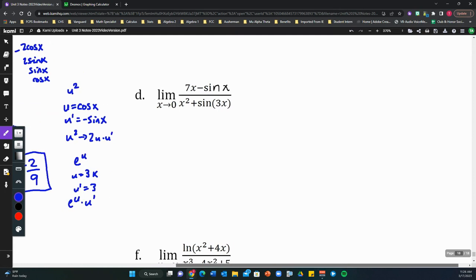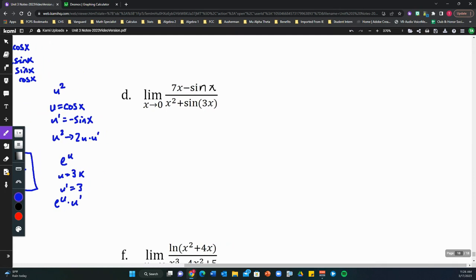All right, let's take a look at this next one. So we've got limit as x approaches 0, 7x minus sine of x. So up top, that would be 0 minus 0, so 0. And then on bottom, we've got x squared plus sine of 3x, which is also 0 plus 0, so indeterminate form. Now, again, if we do some pre-planning here, we should be able to realize something that's going to end up happening here.